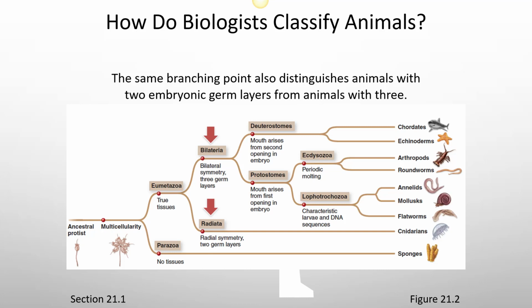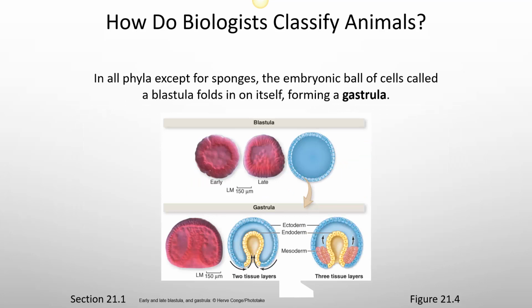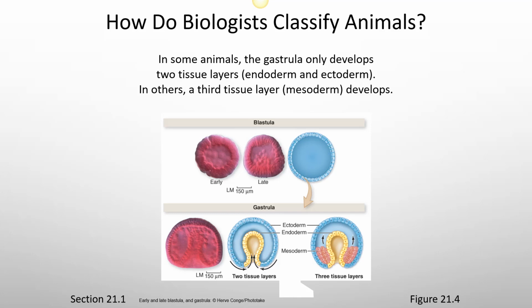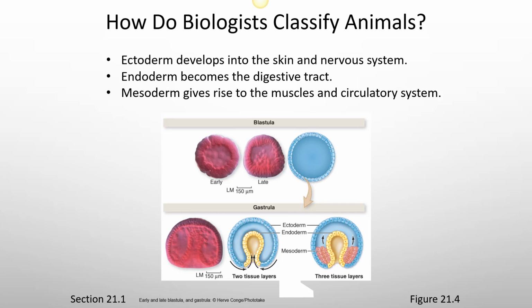The same branching point also distinguishes animals with the 2 embryonic germ layers from animals with 3. In all phyla except for sponges, the embryonic ball of cells, called a blastula, folds in on itself, forming a gastrula. In some animals, the gastrula only develops 2 true tissue layers, endoderm and ectoderm. In others, a 3rd tissue layer develops, called the mesoderm. Ectoderm develops into skin and nervous system, endoderm becomes the digestive tract, and the mesoderm gives rise to the muscles and circulatory system.